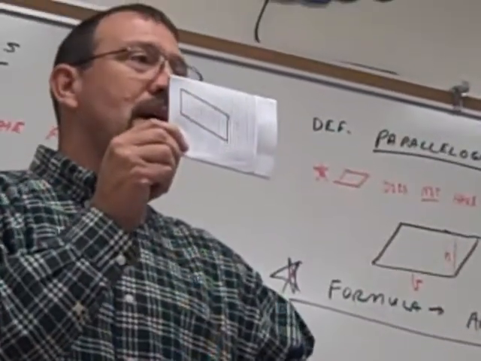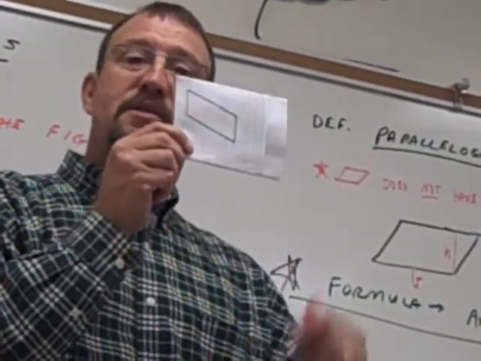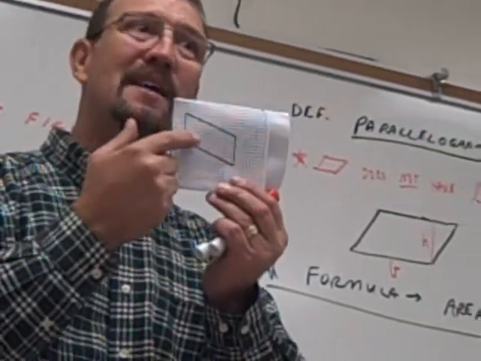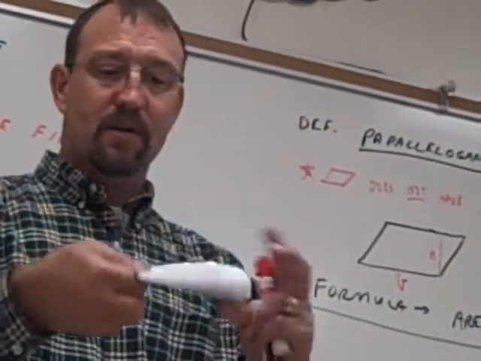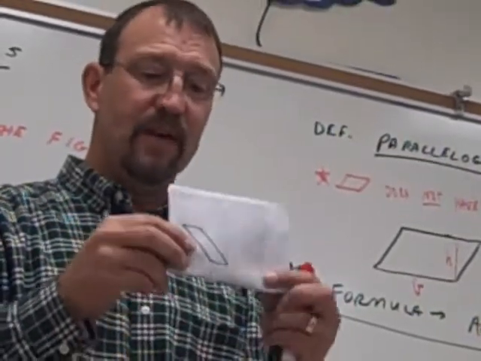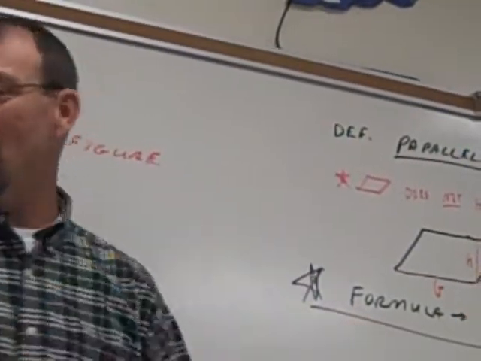area of a parallelogram when it's got squares on it. Because I've got partial squares, don't I? They're not all nice and neat like it was on our rectangle. That really makes it more difficult, doesn't it? So thank goodness we have a formula.